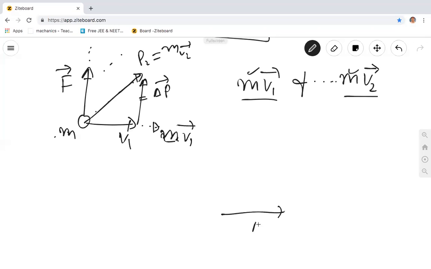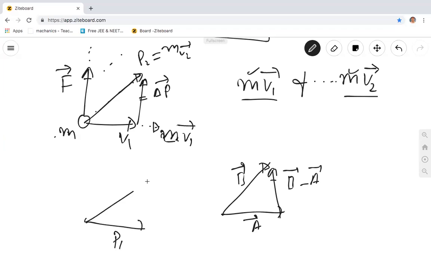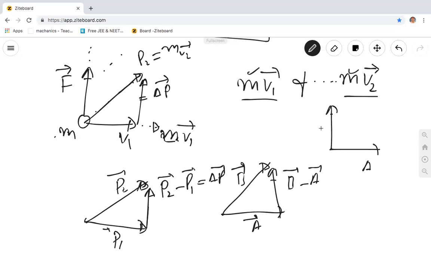If there's a vector A and this is a vector B, what is the change in the vector, A minus B? B minus A, right? Suppose this is momentum P1 and this is momentum P2. What is the change? P2 minus P1. So what is that? Connecting the two tips. So it is P2 minus P1. Good. That is the change in momentum. Suppose this is A and this is vector B. Can you tell me what is A minus B?